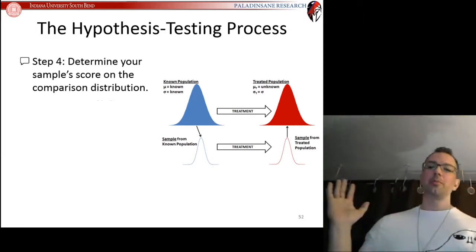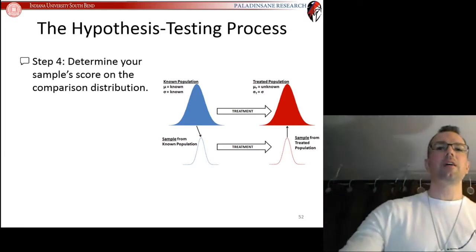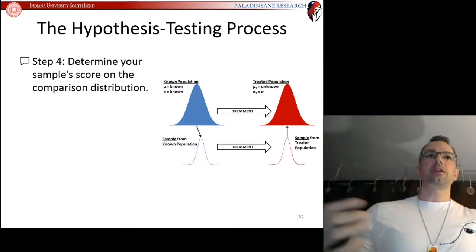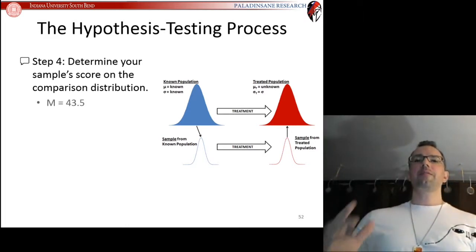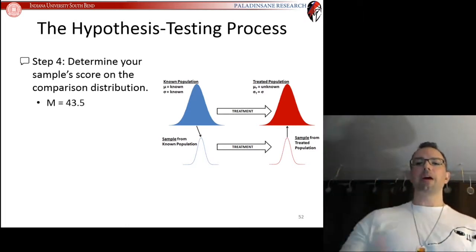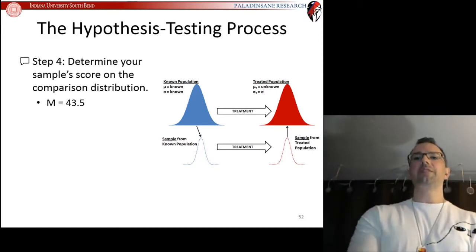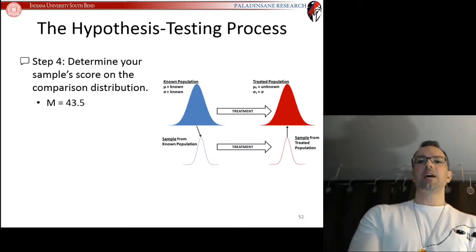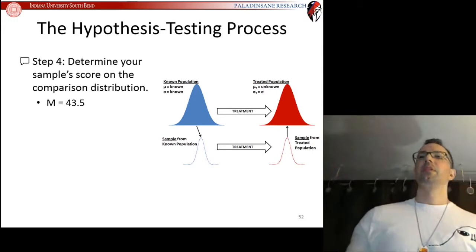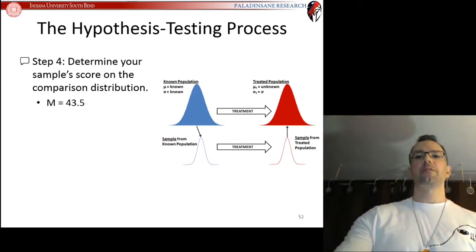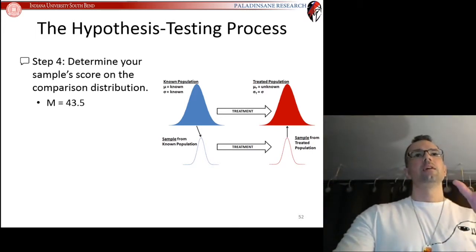So this is stuff we've done before. All your practice on z-scores is finally paying off big time. So we have our sample mean, 43.5. This was the mean that we measured in the experiment. We gave 16 students this self-esteem test. We scored their test. We took their average. They had an average of 43.5.